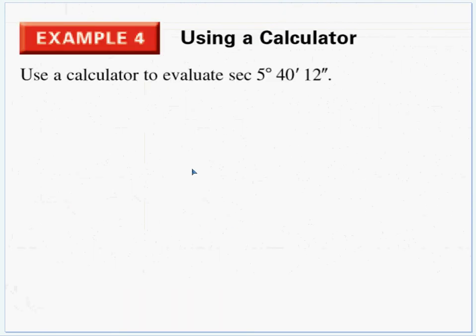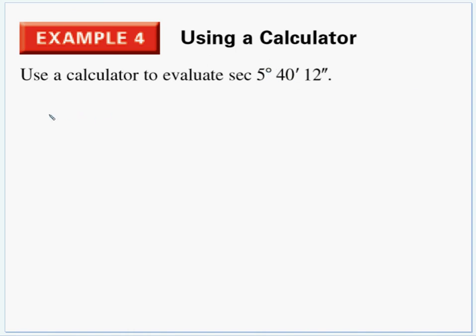All right. I believe this is our last example. Yeah, we'll do a couple hurdle problems, and that'll be it for this one. The example says use a calculator to evaluate this angle. Now I showed you before how to convert degrees from minutes and seconds into decimals.